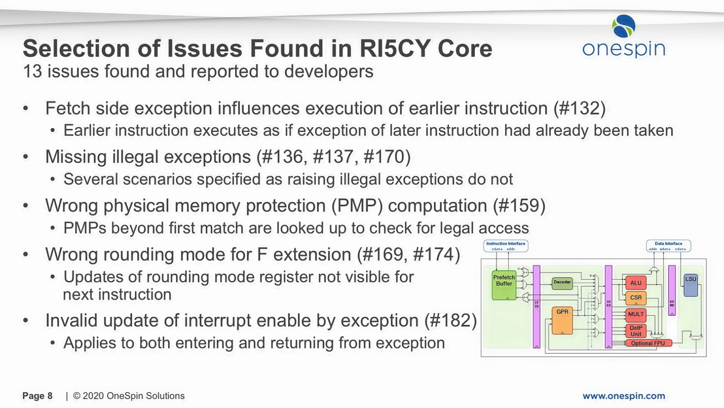Another example, related to the floating point extension, was that a wrong value or wrong rounding mode was calculated. The updates for the rounding mode weren't visible for the next instructions, and we figured out that this issue is caused by a stalling problem. For such a scenario, there was supposed to be a stall, but it wasn't the case, and thus the update of this rounding mode register wasn't visible for the next instructions.